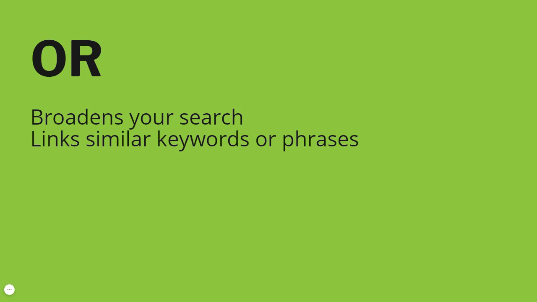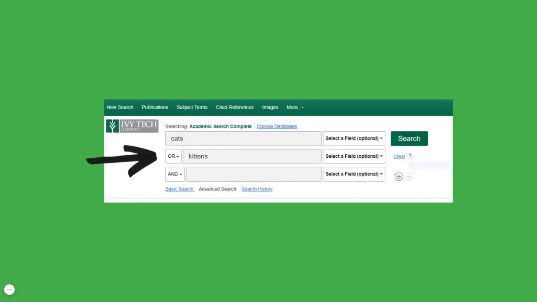Or broadens your search. Using or will link similar ideas or phrases together. Or lets you include synonyms or similar words into your search for a better result. For example, if you want to search for cats, but what if an article calls them kittens? That information on kittens can still be useful. So use or to include the similar word, in this case kittens, and improve your search results.